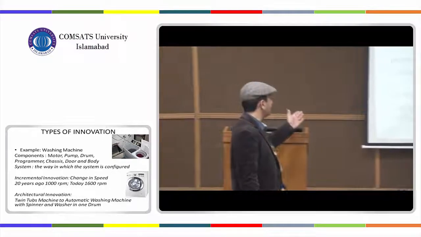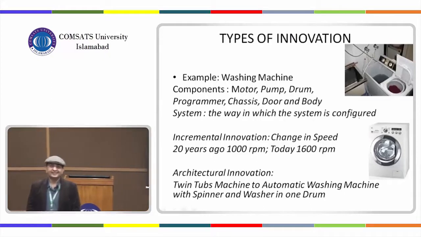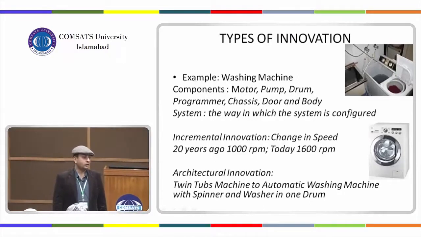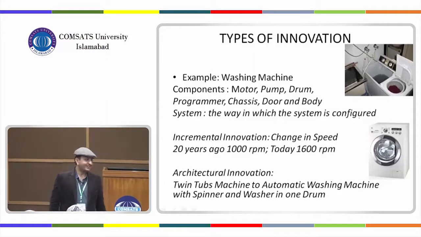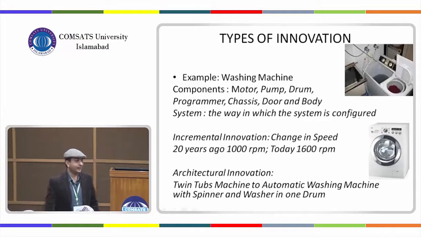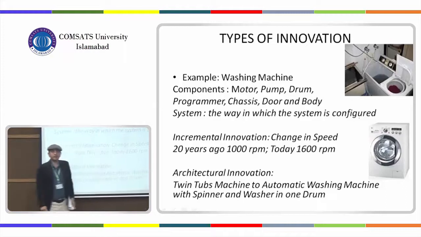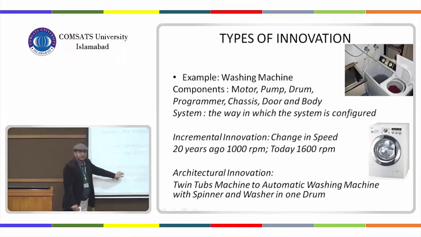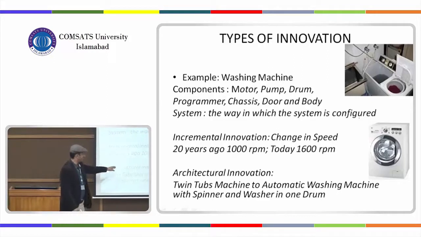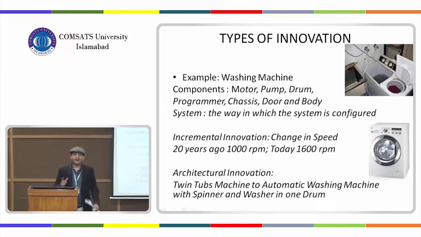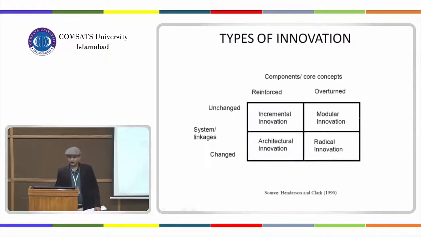The other way is to change the system altogether. Automatic नहीं थी, vertical से horizontal, right? And with additional function of dryer. You need not to pull them out first and put them into dryer and run that again separately, right? So earlier it was the improvement in components which led to incremental innovation, and when the system is improvised, it is basically architectural innovation. But we will add another dimension to it shortly.